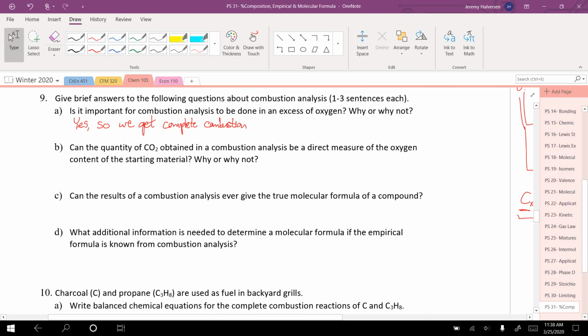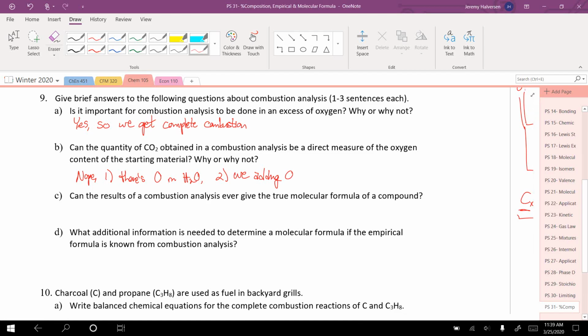Can the quantity of CO2 obtained in a material analysis be a direct measure of the oxygen content of the starting material? Why or why not? Nope. First off, there's oxygen in the water. Second, we're adding oxygen. Right? And so for those two reasons, you can't just look at the amount of oxygen in carbon dioxide to figure out how much oxygen you started with.